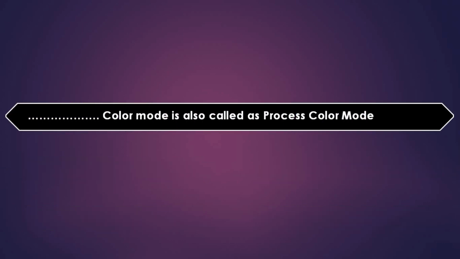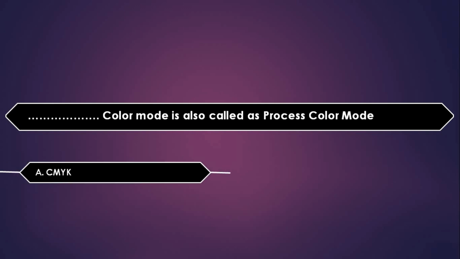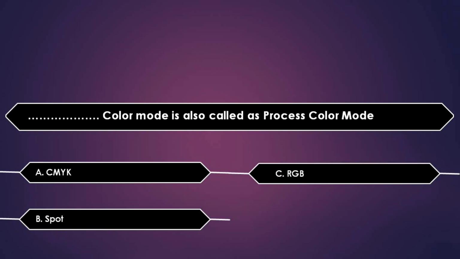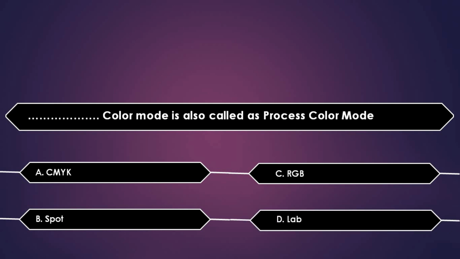Dash color mode is also called as process color mode. A. CMYK, B. Spot, C. RGB, D. Lab. The right answer is CMYK. CMYK color mode is also called as process color mode.